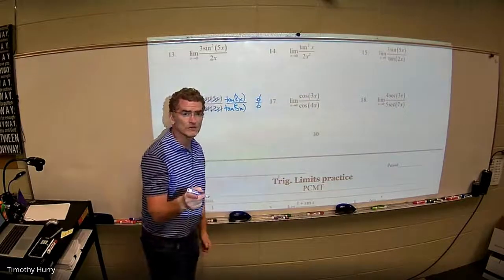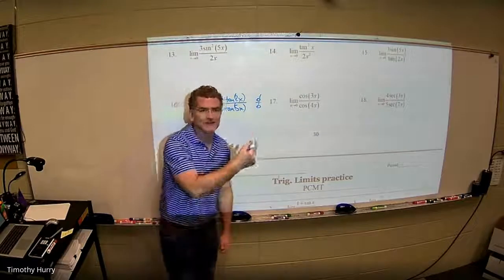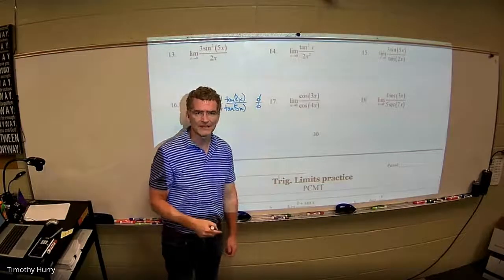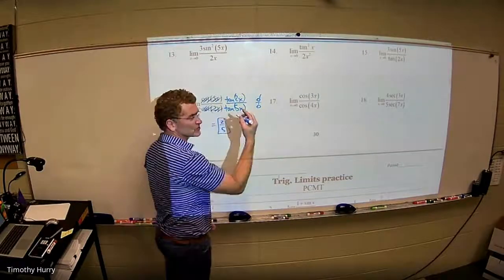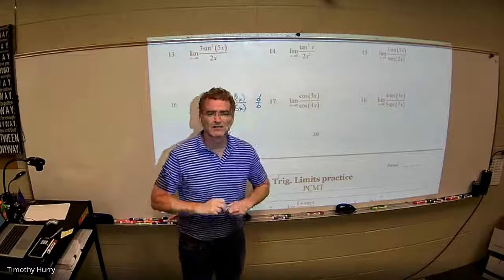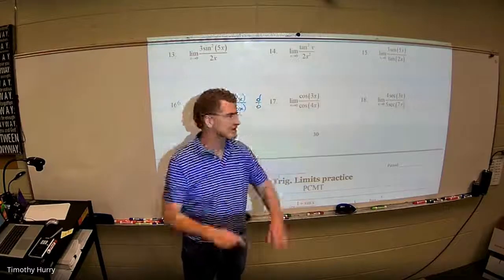It means there's a hole, though. Is this a trig function of something x over a trig function of something x? It is. A over b, 2/5. And that was a lot easier than changing everything to sines and cosines and trying to do sine u over u and all that stuff.